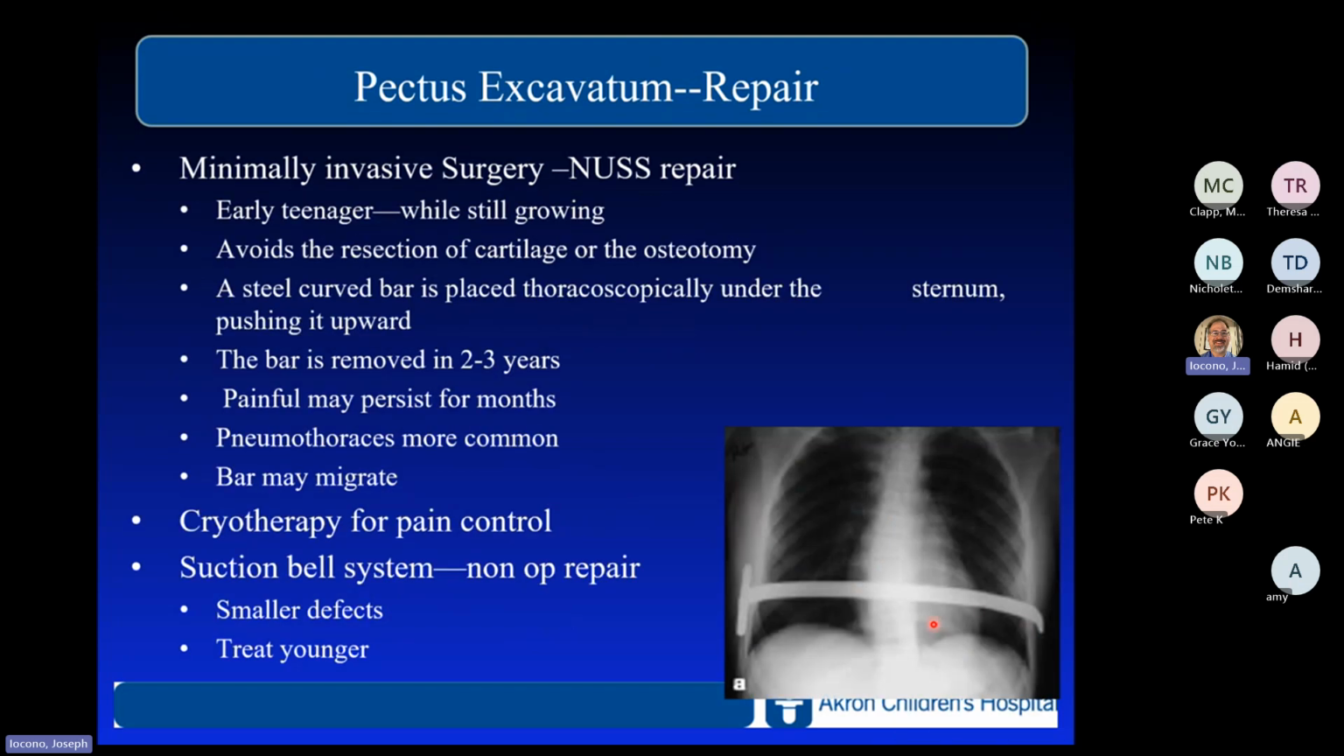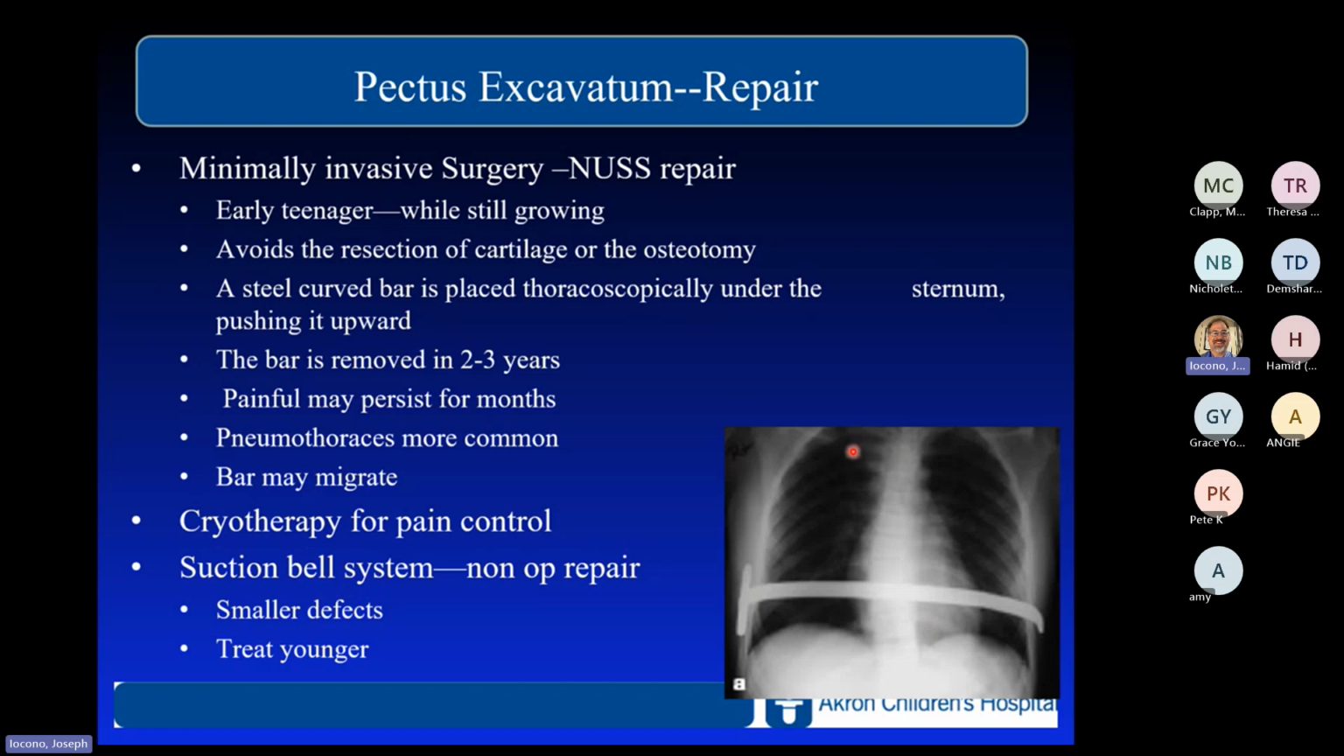For the pectus excavatum now, we do a Nuss repair. You go in thoracoscopically, watch, make a plane between the sternum that's sunken in and the pericardium, and then you work a bar across that, and then you literally flip the bar to try and pop the dent. Leave the bar in for at least 2 years. Some people say 2, some people say 3, and then you remove it. We do this under thoracoscopic guidance, and the new thing is that we have cryotherapy now for pain control.